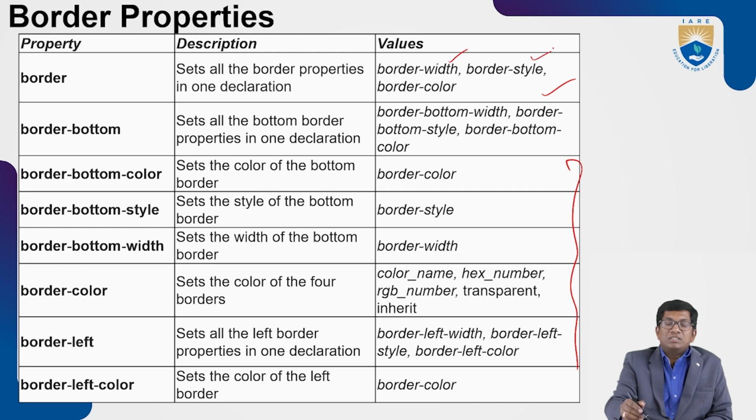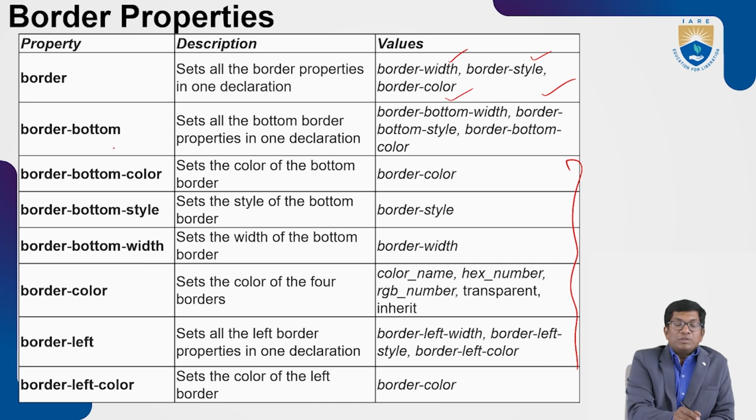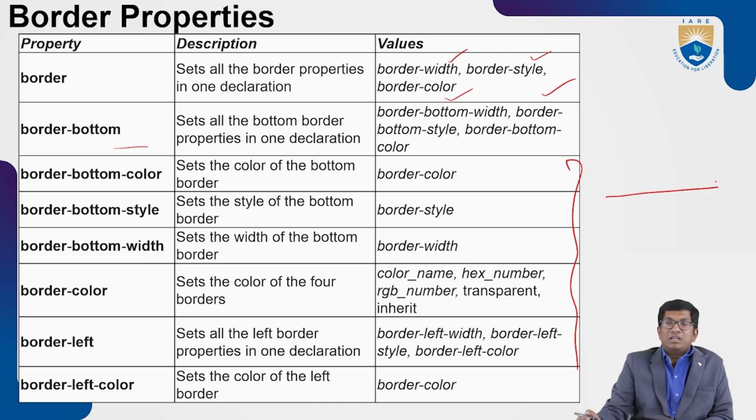We can specify border style and border color. So we can use these different values for the border property. For border bottom, suppose we need only one border with a different color and different width, then you have to use border bottom. We can apply a different border color, and with border bottom style you can specify the style for the border.